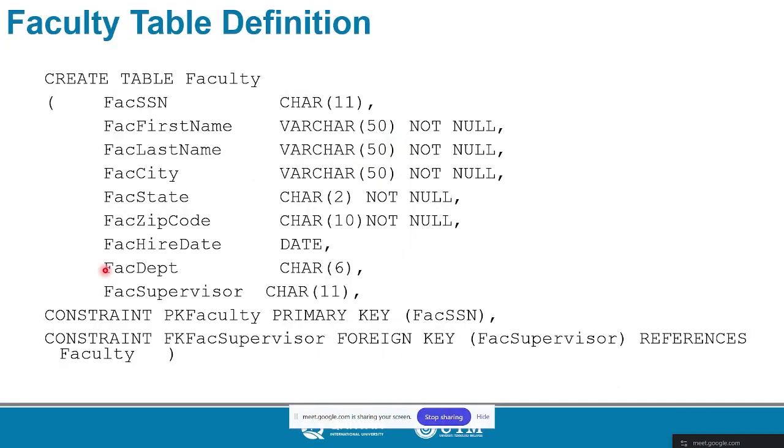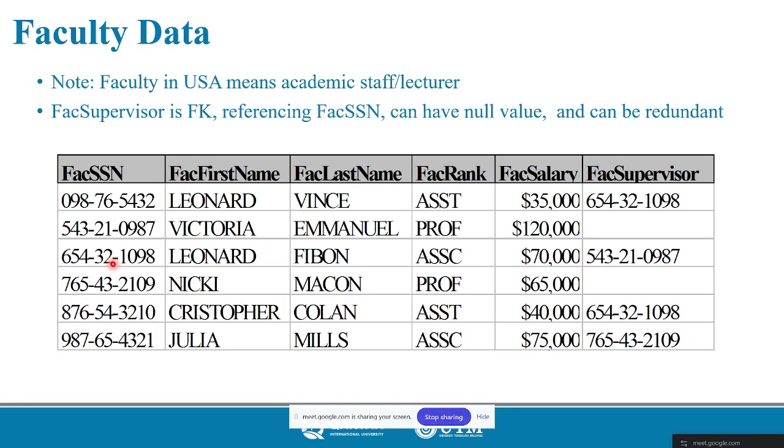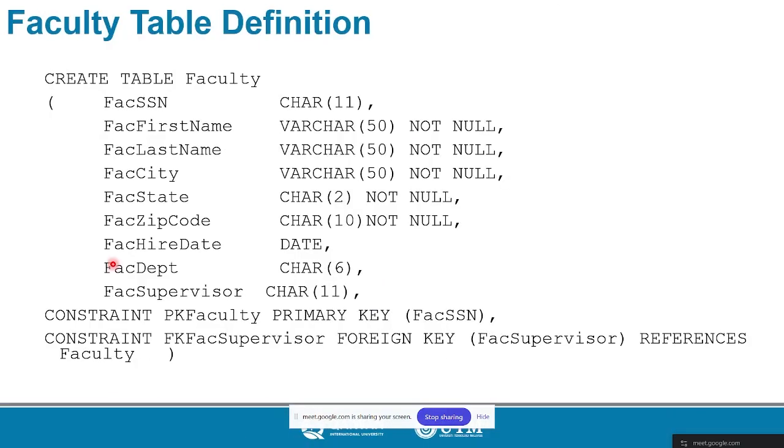Now we have this definition here: fac SSN, first name, last name, and the fac rank, which would be staff or lecturer rank. It means their title: assistant professor, professor, and associate professor. We have faculty serial number, faculty first name, last name, faculty city, state, zip code, faculty hire, faculty department, and faculty supervisor. We set some constraints, some strict rules, to make sure that this will happen.